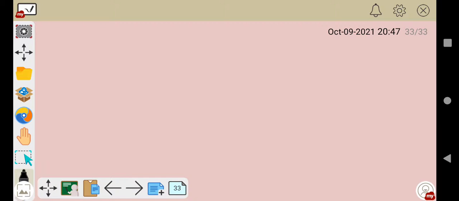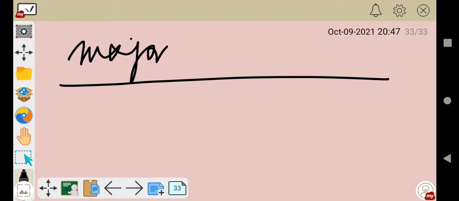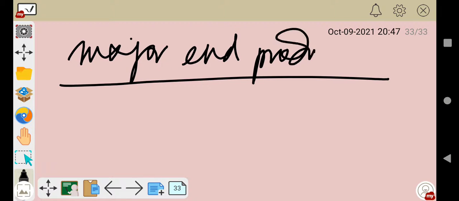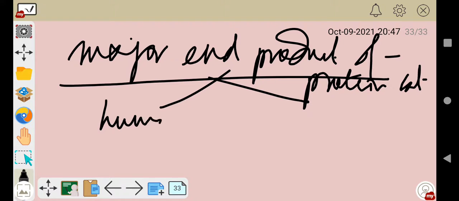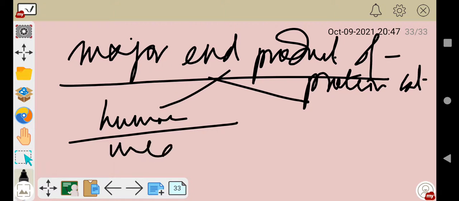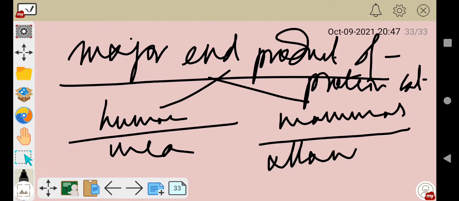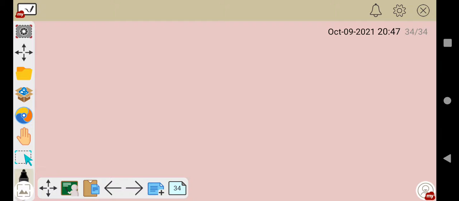Yes. Another important question I saw, asked twice in UPSC. Major end product of protein catabolism. If I talk in humans, it is urea. If I talk about other mammals, then the answer will be allantoin. Okay, allantoin.